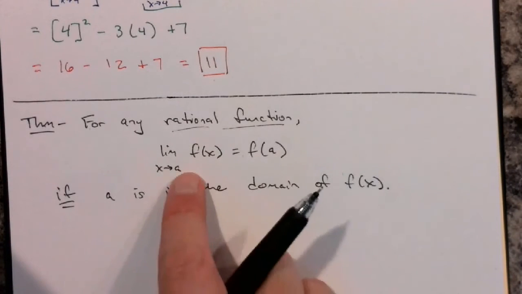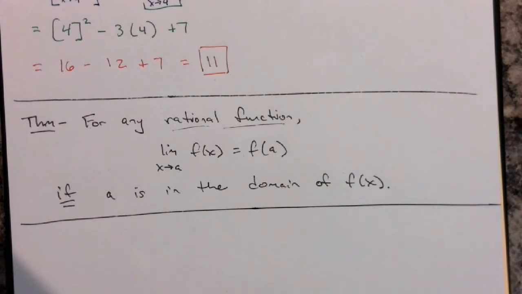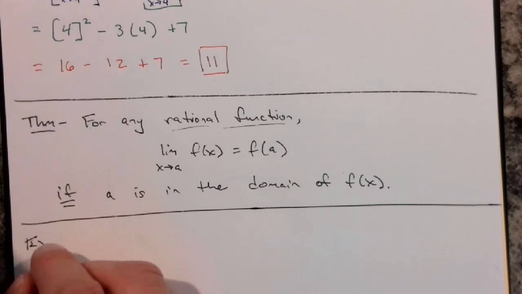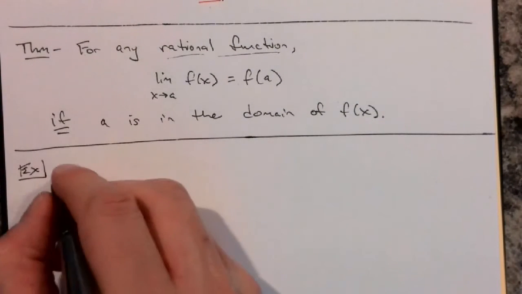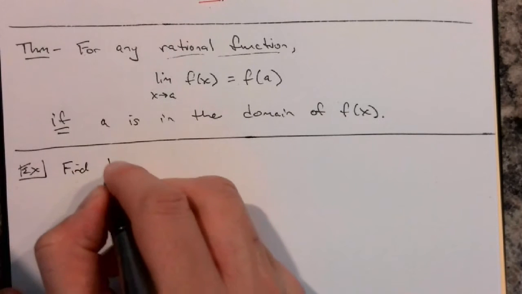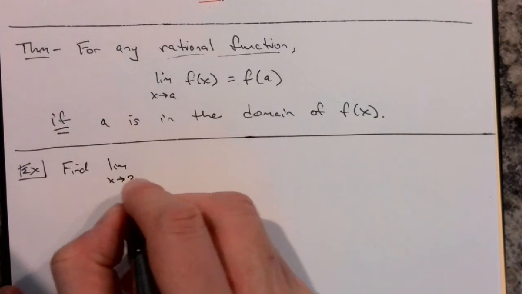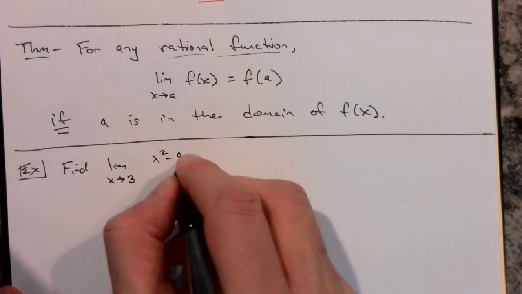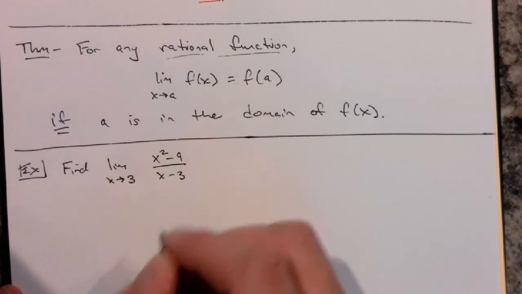So you can substitute a right in as long as a is in the domain. If a isn't in the domain, you can't substitute it right in and evaluate. So let's take a look. If I said, for this example here, find the limit as x approaches 3 of x squared minus 9 over x minus 3.